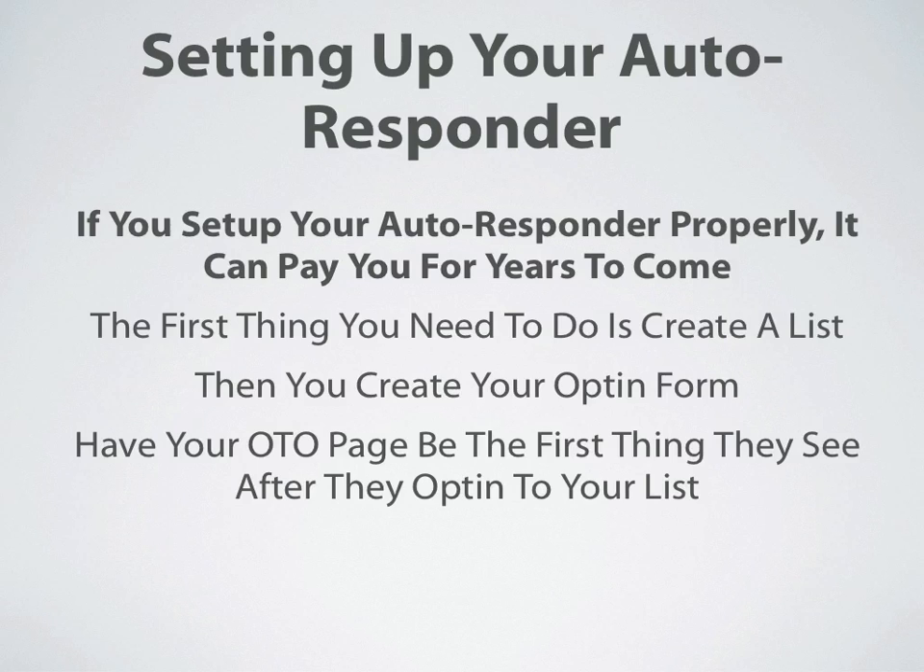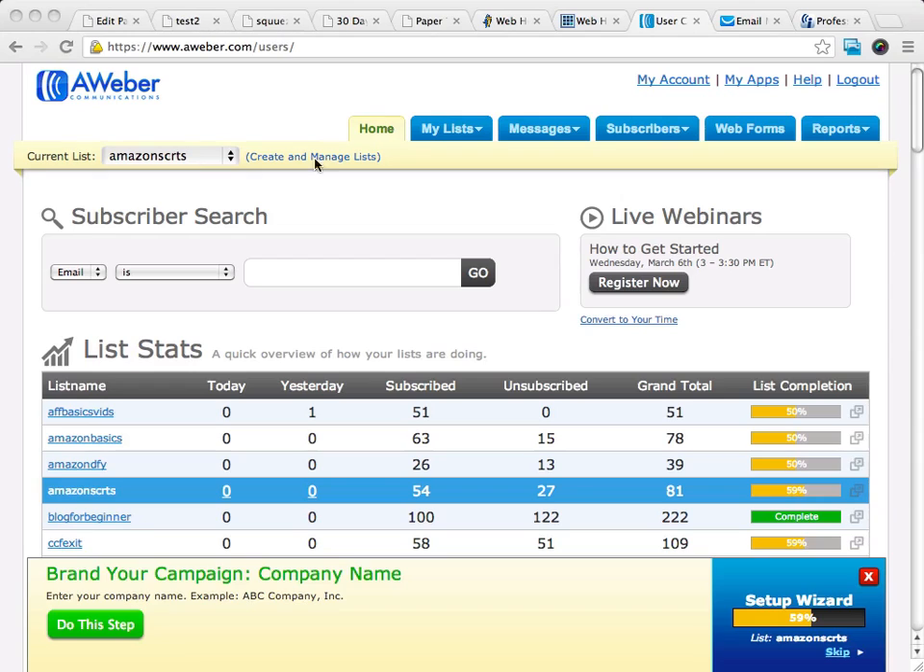And you can do it either through follow-up messages that go out over time or as straight up broadcast messages where you mail your entire list. So when you're setting up your autoresponder, the very first thing you need to do is create a list. I'll show you inside of Aweber just how easy it is.